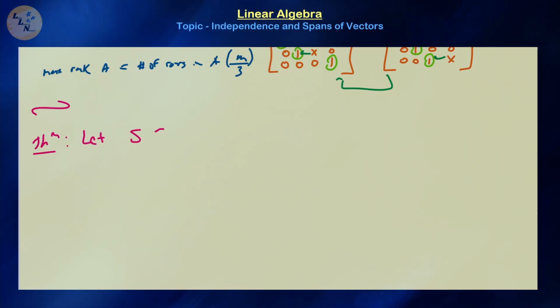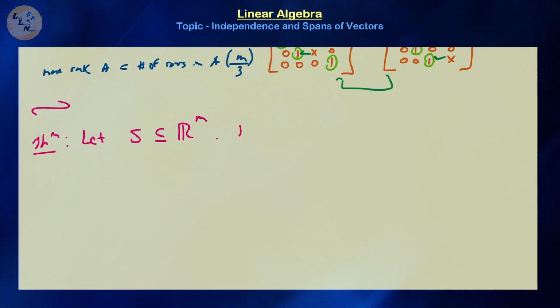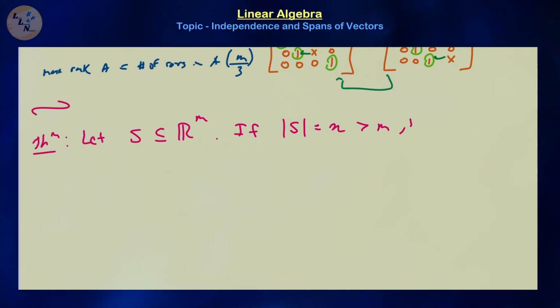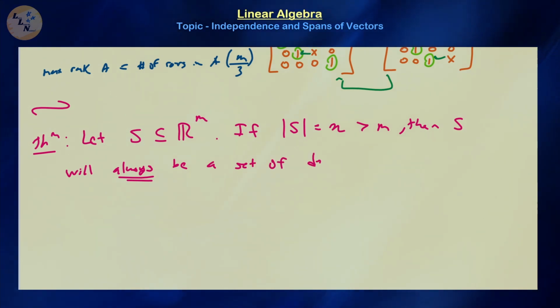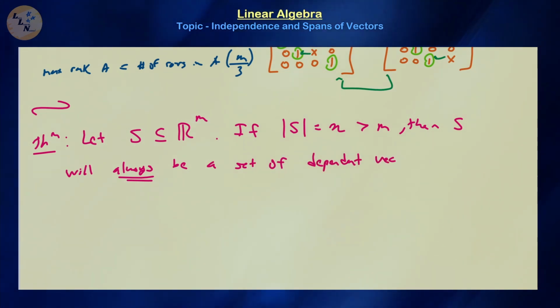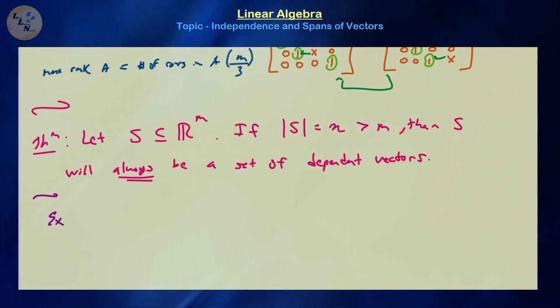So let us assume S is a subset of vectors of Rm, and let's say this. If the size of S, and let's suppose that there are n vectors, is greater than m, then S will always be a set of dependent vectors. Always.